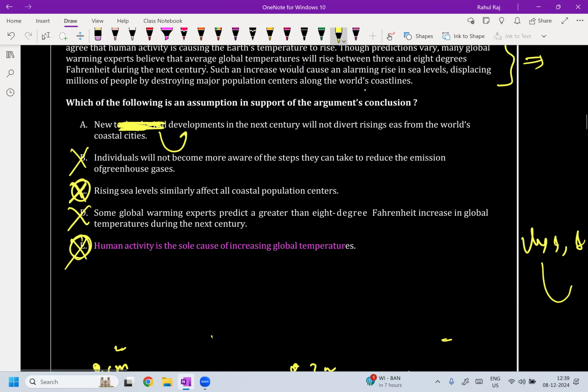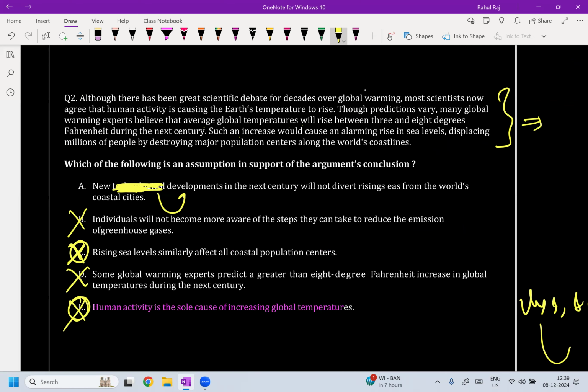So please understand, here technological is a big deceiving word put over here. You will see technological and you will straight away say it is an out of scope answer. But understand, this is not even a noun. You read the entire sentence without the word technological and see whether it is making perfect sense or not. New developments in the next century will not divert rising sea from the world coastal cities. Is it making 100% perfect sense? Yeah. This word was to deceive you. This is an adjective to development. It is not a noun. You cannot remove it just because it is written as technological. So you can't say it is an out of scope answer. This word is just to deceive you.